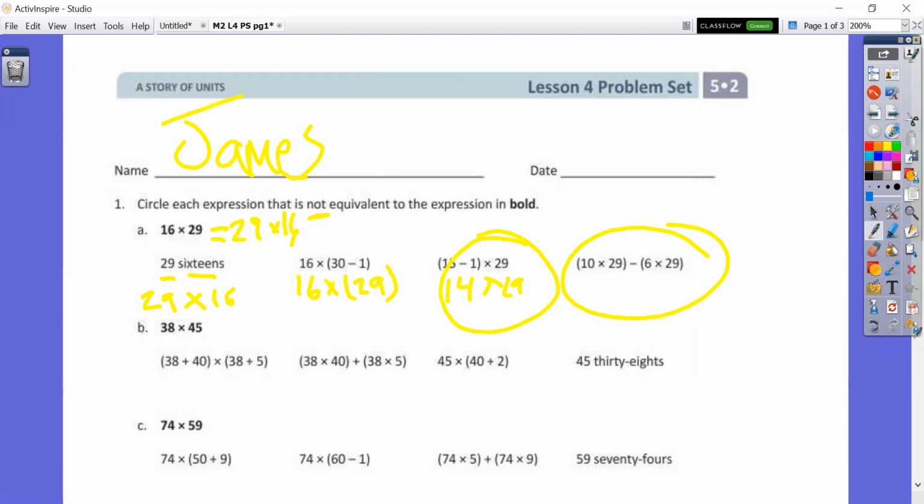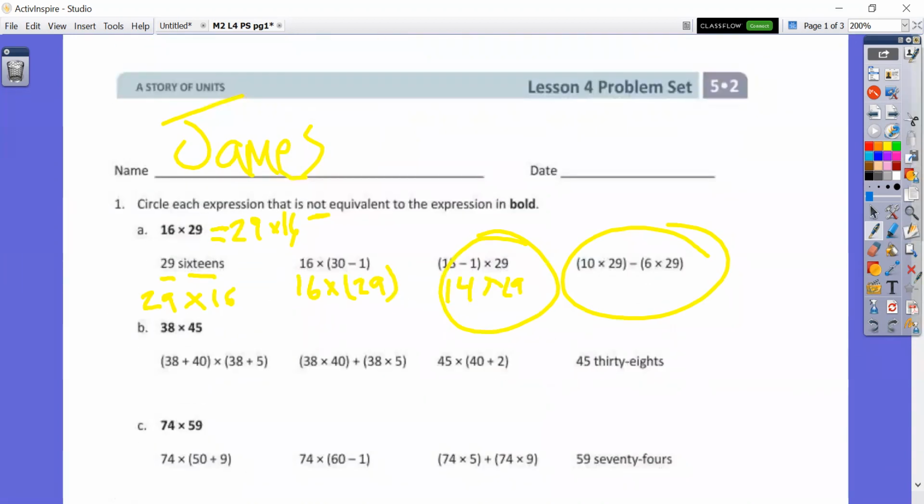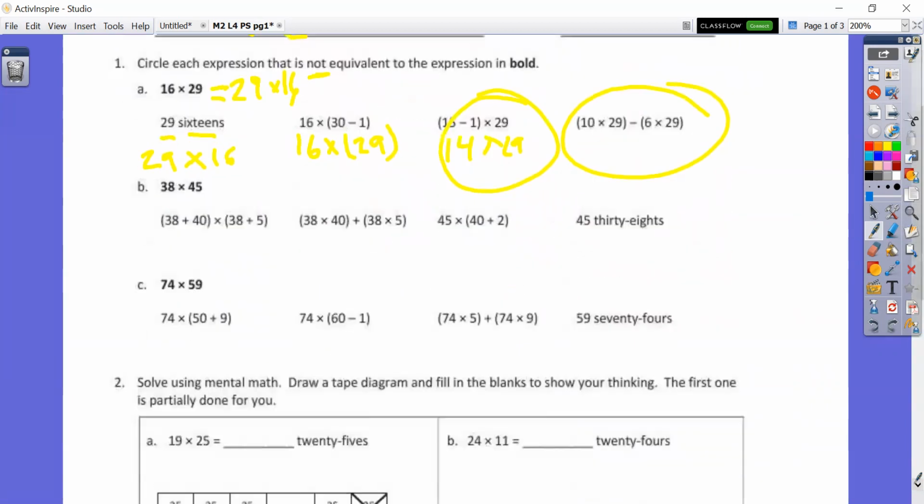So let's go ahead and do the hardest question on this section together. Let's jump to C, and then I'm going to ask you to try to do B on your own, if you're not doing it on your own already. So let's write this as commutative property. Let's just reorder those factors as 59 times 74. And then let's evaluate each expression to see if it's equivalent or not. We have 74 times, whoops, that's a plus. 74 times, well, 50 plus 9 would be 59.